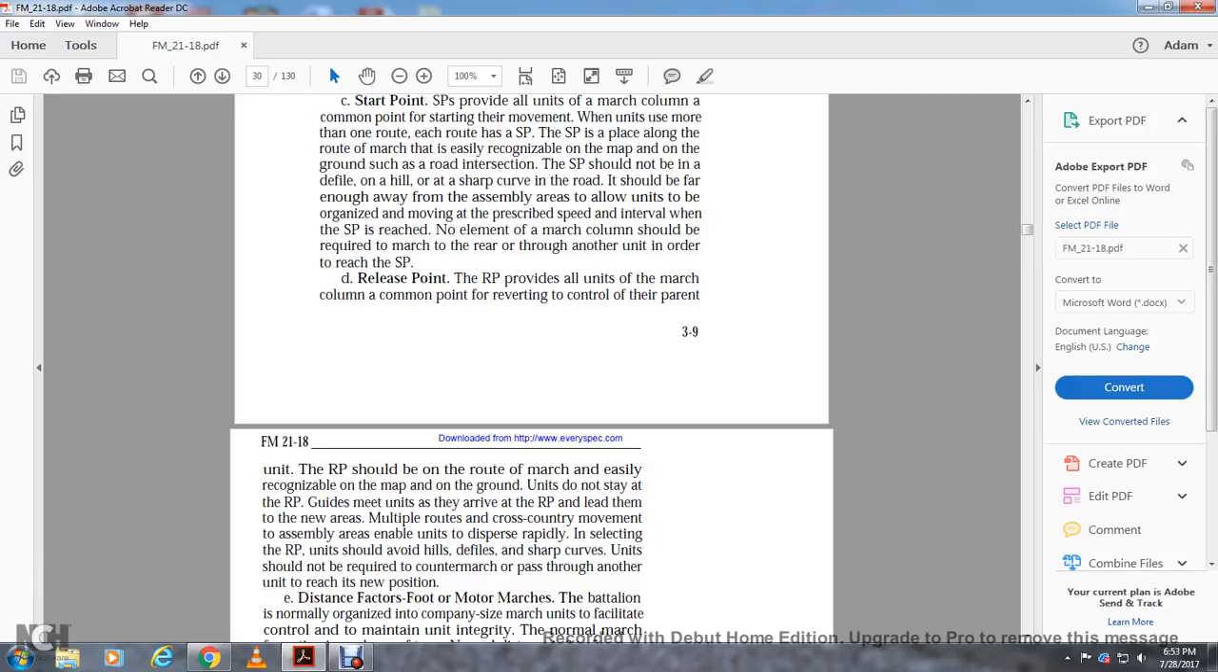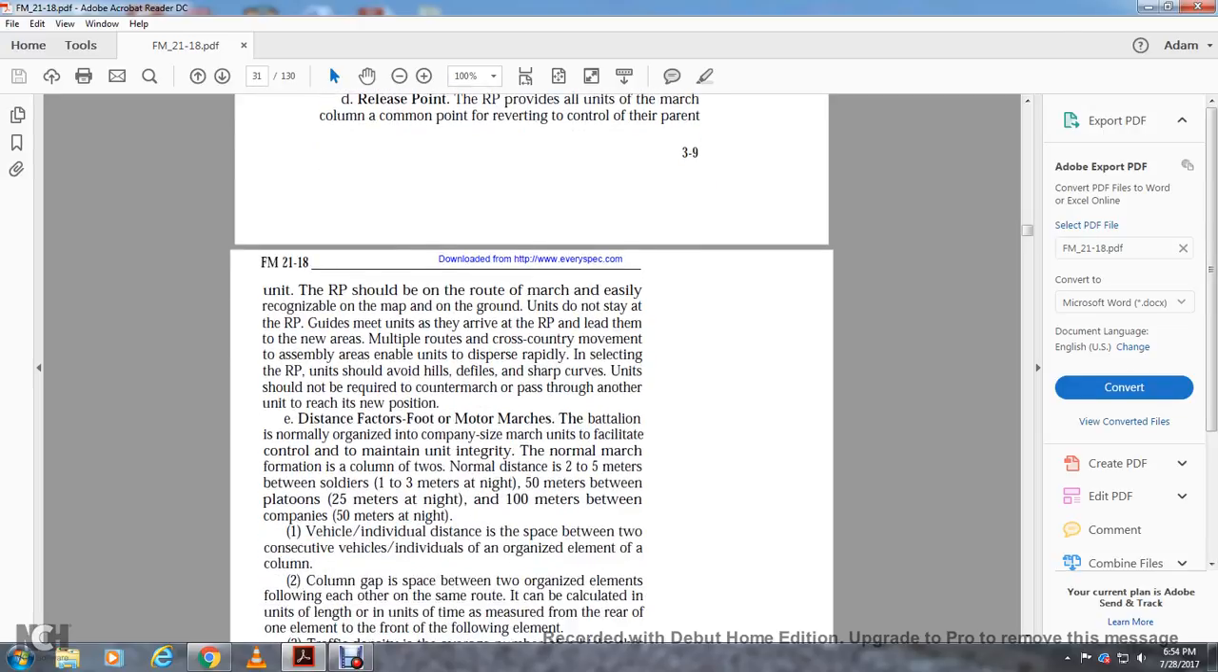Units that do not stop at the release point may be met by good guides when they arrive at the release point. The guides lead them into new areas, multiple routes, and cross-country movement to assembly areas and enable them to disperse rapidly. In selecting release points, units should avoid hills, defiles, and sharp curves. Units should not be required to countermarch through another unit to reach their new position.